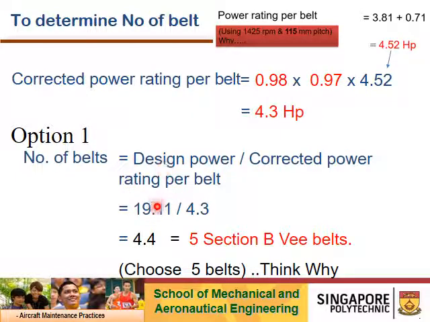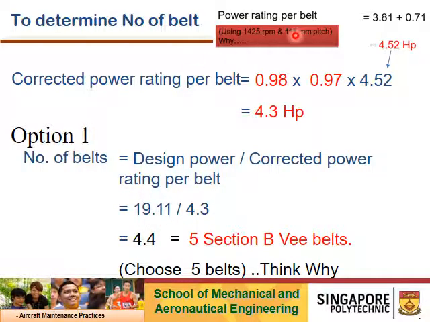19.11 is our design power. So if you divide by 4.3, you will get 4.4. If you don't use the correction factor and use 4.52 directly, in fact, it gives you a lower number of belts needed. So on the safe side of calculation, we always have the correction factor to consider deficiency, because over a period of usage of the belts, the belt itself will elongate and the deficiency will start to show. So this is option 1.